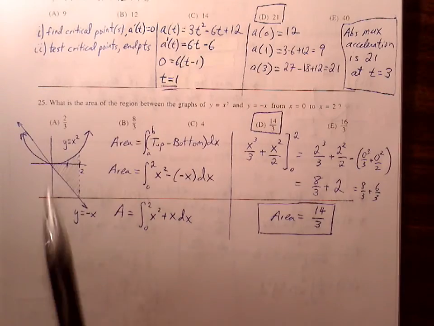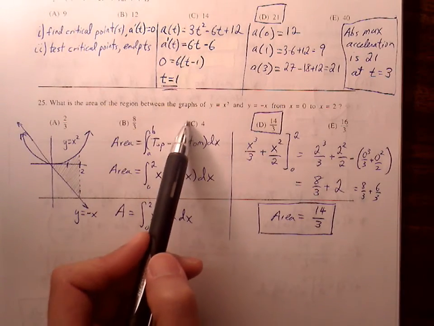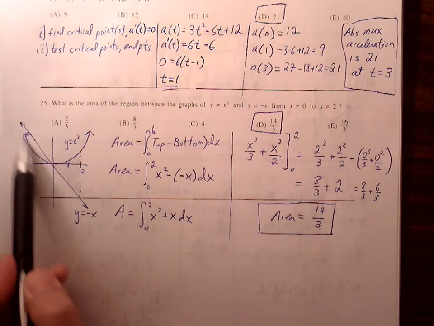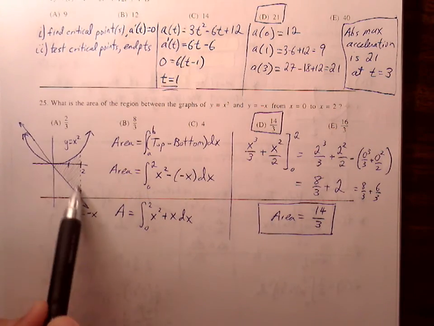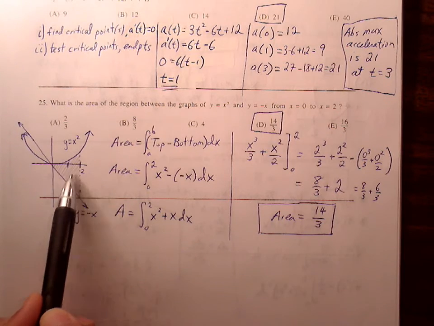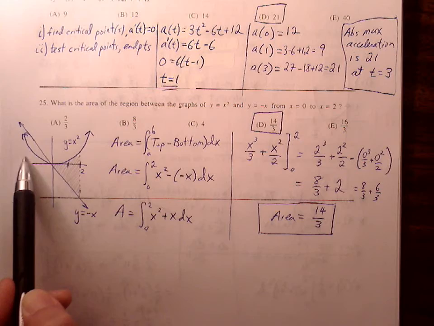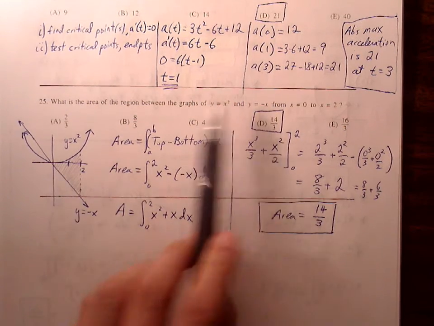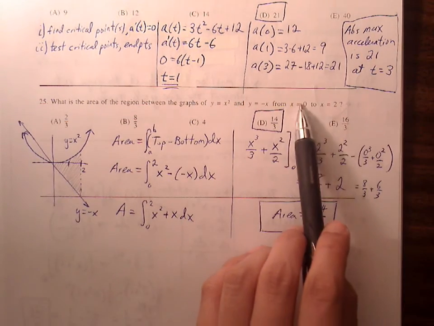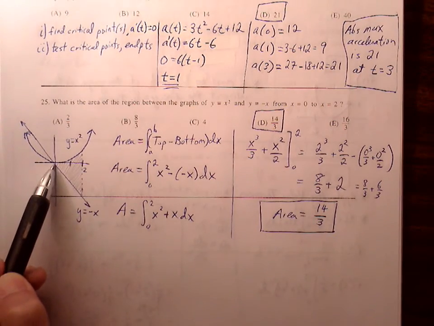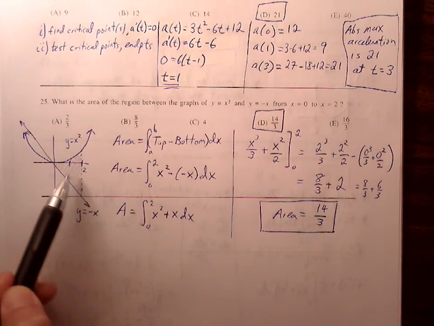Okay, 25. What is the area of the region between x squared and y equals negative x? So here's x squared and here's y equals negative x. And we see that there may be a possibility of having confusion as to which region we're talking about. And we know that it's going to have to be between 0 and 2, so that kind of closes it off for us. It's going to start here and it's going to end here, so we're talking about this region here.